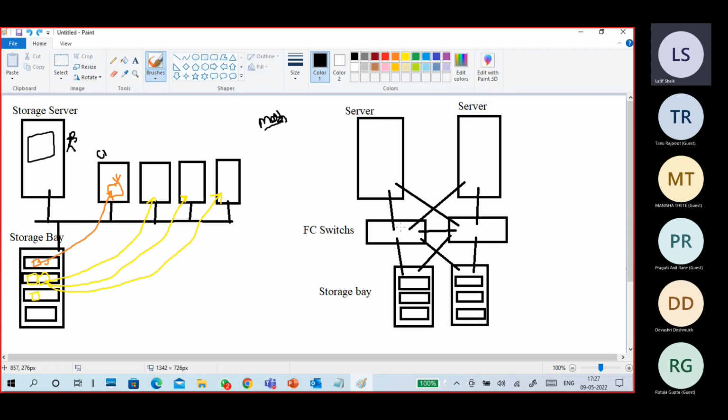Next one is replication, means from this storage bay to another storage bay. We can also put a replication, means whatever data is here, same data we can replicate. So that is also possible. And same information we can store in both the places like a replication. Advantage is if this server is down, no problem. This server contains all the information.